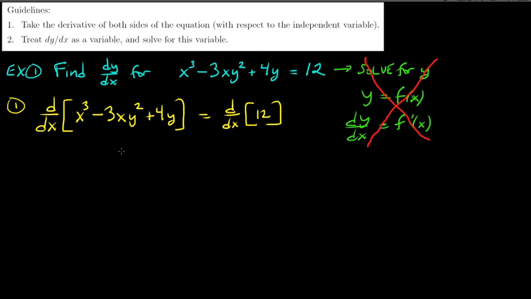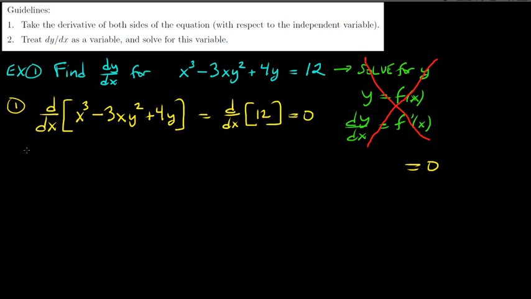Now one side is completely trivial. The derivative of 12 is just 0. 12 is a constant. So the derivative of 12 is just 0. So this will all equal 0. So the hard part is the left side. The hard part is taking the derivative of the left side. And let's just go step by step here.